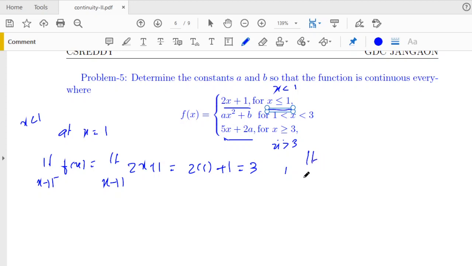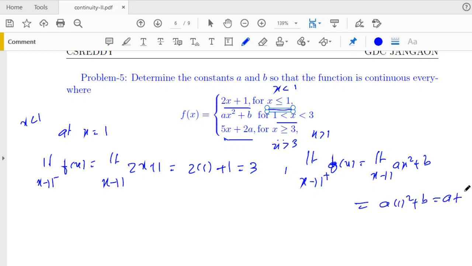Similarly, the right hand limit, when x approaches 1 plus, that means when x is greater than 1, the function value equal to ax square plus b. Therefore, this value equal to limit x goes to 1, ax square plus b. Now apply the limit value, this value equal to a into 1 square plus b equal to a plus b.